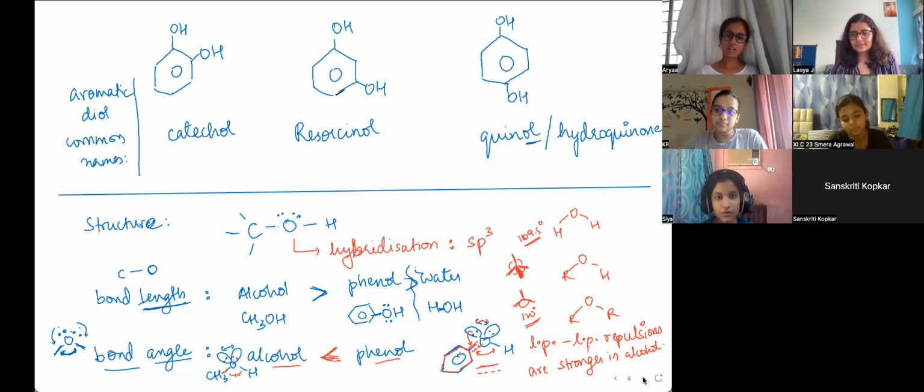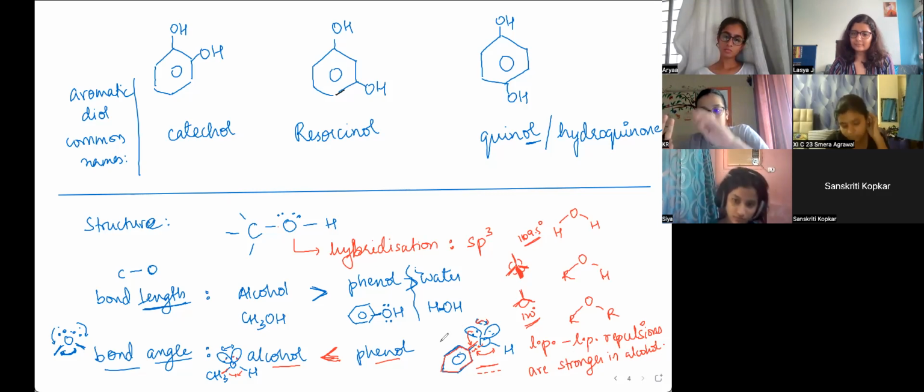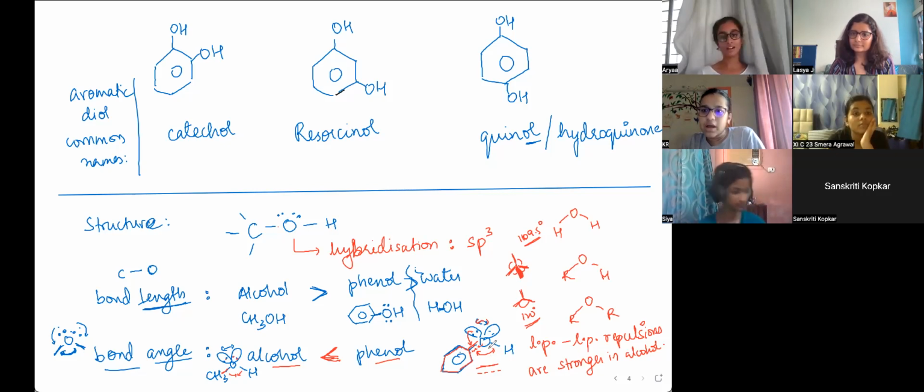What did you say? I said that the lone pair repulsion in phenol is less than the lone pair repulsion in alcohol, because one of the lone pairs in phenol is participating in the resonance in the ring. So they'll be more tightly bound together. Yes, I understood the reason which Miss gave, but how did the angle increase? Because if it is less tightly bound and the lone pair repulsion is also less, then the angle will be greater, right?